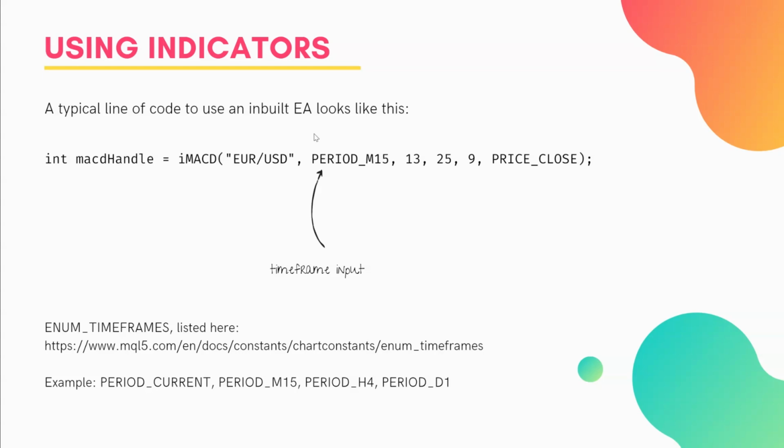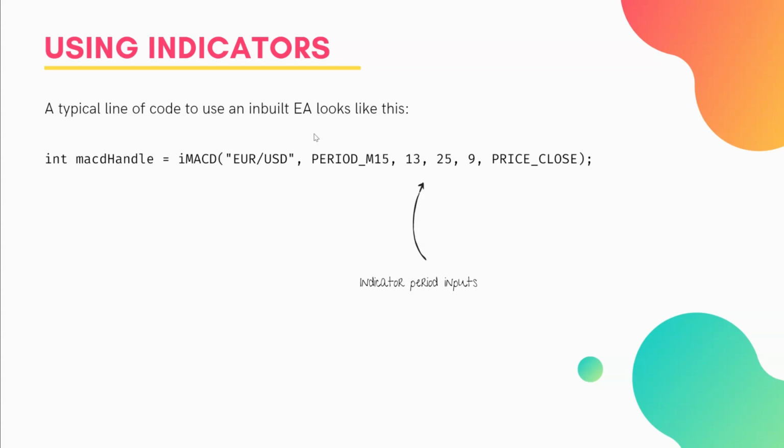You could also use period current to use the current time frame that the chart is on. You've got H4, D1, and various in between that you can all look at in the enum time frame section of the MQL5 docs. So you put in that period time frame. It's fairly simple, and we'll look at that on the charts in a bit.